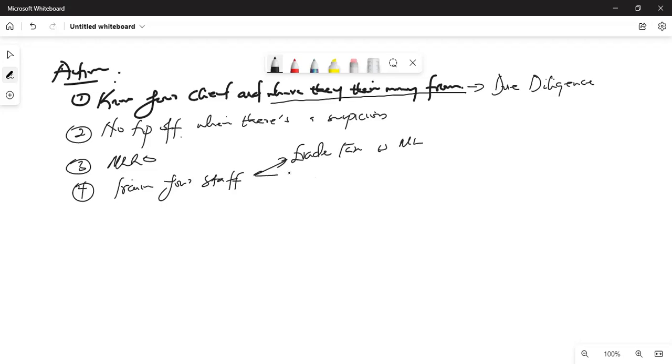When you give bribes, that too amounts to money laundering, because nobody will show the true source of this money. Another thing is that when you are politically exposed, this one is very tricky.